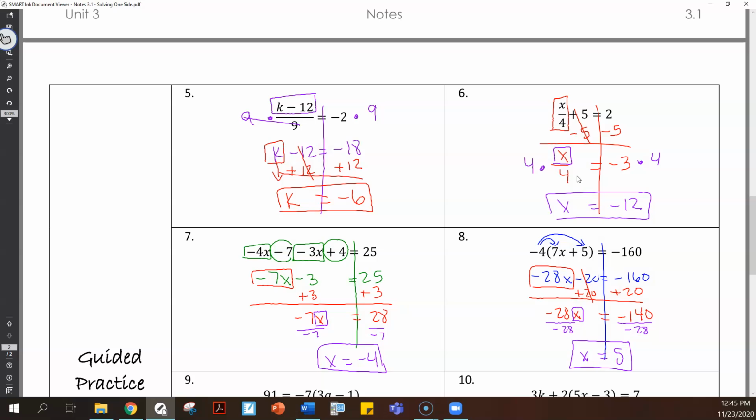For 7, you should have gotten x equals negative 4. Make sure to combine your like terms here in that first step. And number 8, you should have gotten x equals 5. Make sure you're doing that distribution before you start solving.